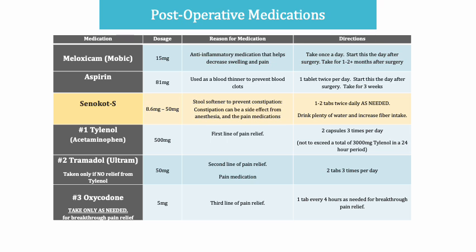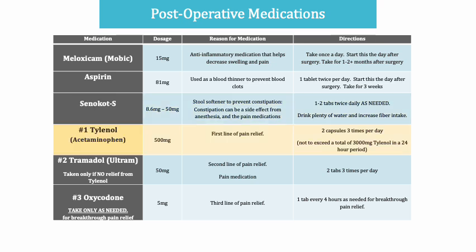So we utilize the Senokot to counteract those side effects. You can safely take 1 to 2 tablets of the stool softener up to twice a day. The next 3 prescriptions I'm going to review are for postoperative pain and should be taken in this order.